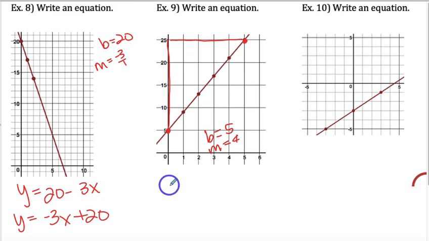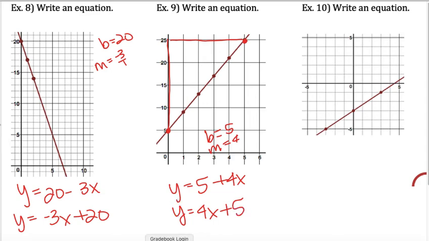So my equation here would be y equals 5, and since I have an increasing slope, it would be a plus 4x. Or again, an equivalent equation would be y equals 4x plus 5. All right, example number 10. Looking again for that starting point, I see that I'm crossing at negative 3. And my slope, I found a perfect corner here and here, my rise of 2 and a run of 3.